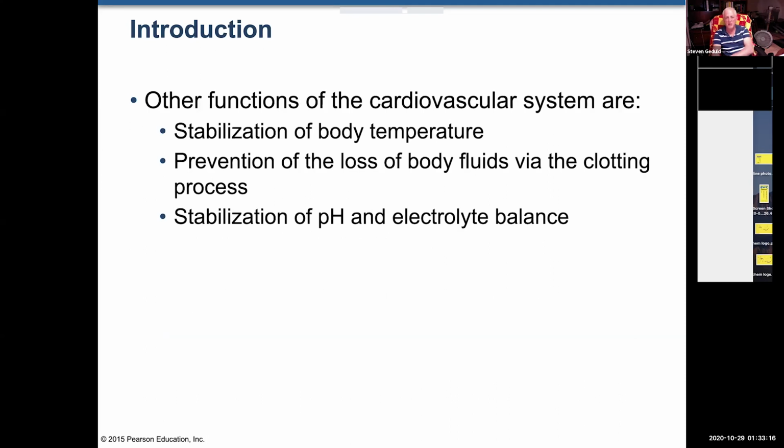It also has a stabilization of body temperature. You're able to sweat, you're able to get blood vessels close to the surface to relieve heat. It has the prevention of loss of body fluids through the clotting process. So if you damage the skin, get a cut, it clots, keeps your body fluids in place. It causes stabilization of pH and electrolyte balance.